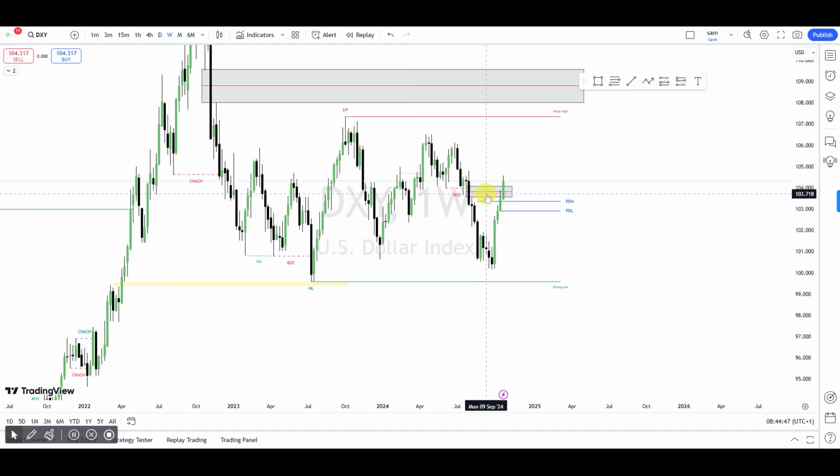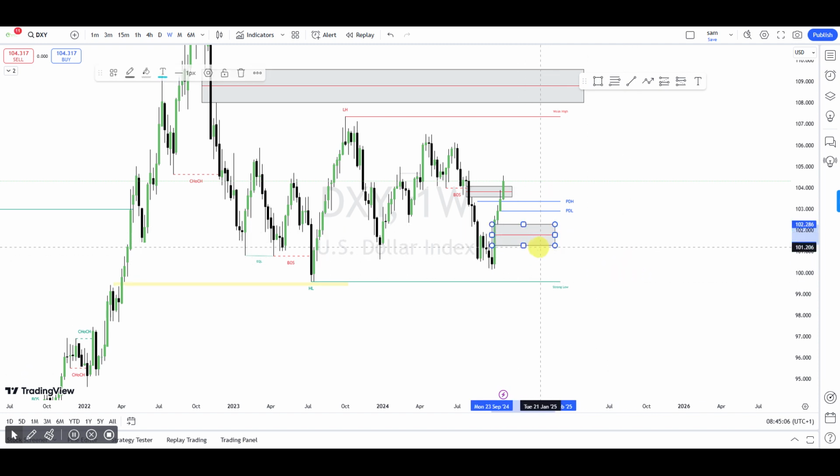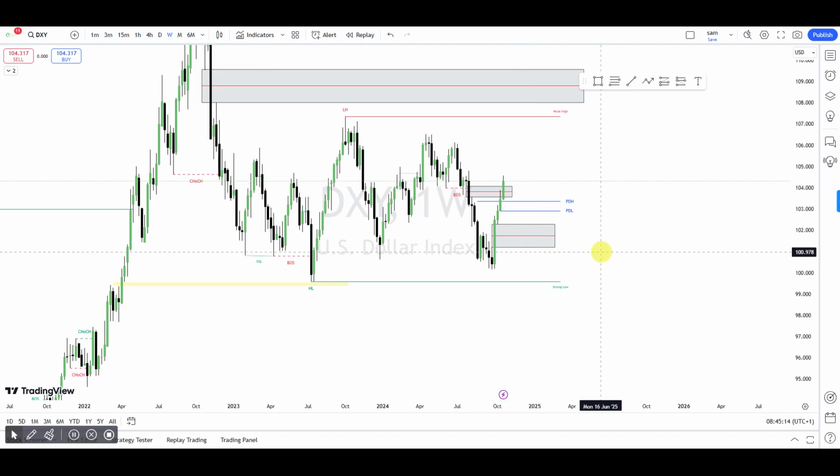I drew this here before, and I was expecting the market to come back here and cover it, which it has done. Guys, just know that anytime there's a fair value gap in the market, always come back to it. So this is another fair value gap, another fair value gap. I'm expecting the market to take this out eventually if they break the structure here.